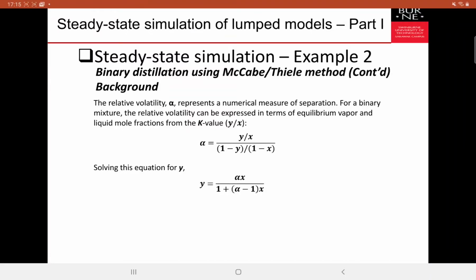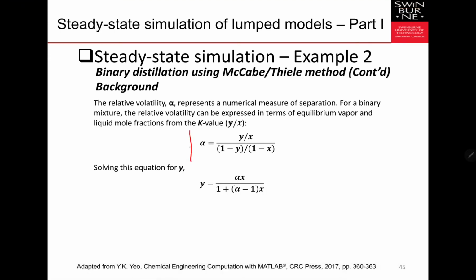Before we can go into the MATLAB code to discuss the code itself and how we generate the McCabe-Thiele method using MATLAB, we still need another variable called the relative volatility. The relative volatility is defined in terms of the equilibrium vapor and liquid mole fractions. This one defines, for one component, the key component, the ratio of the vapor to liquid, and this one is the ratio of the vapor and the liquid mole fractions for the other component.